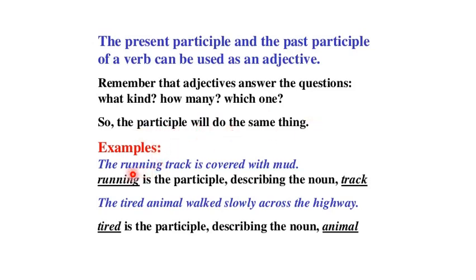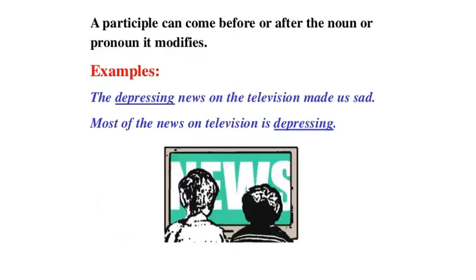For example, the running track is covered with mud. Running is the participle describing the noun track. The tired animal walked slowly across the highway. In this sentence, tired is the participle describing the noun animal. A participle can come before or after the noun or pronoun it modifies. For example, the depressing news on the television made us sad. Now here depressing is the participle. Most of the news on the television is depressing. And here depressing is again a present participle.